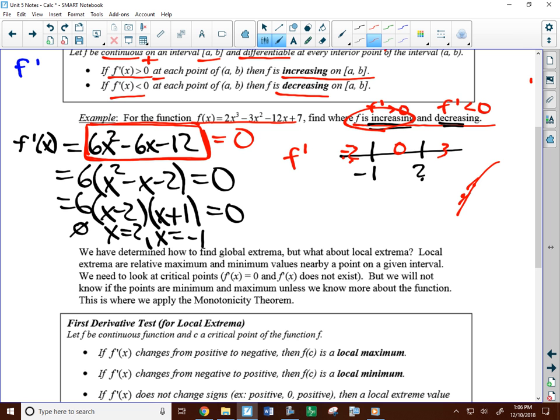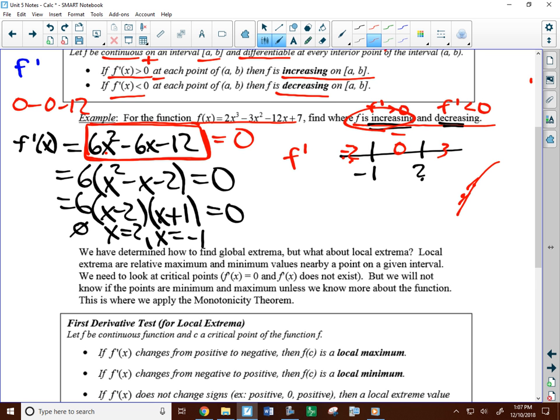Let's do it. So I'm going to start with 0. Usually that's the easiest one. I plug in 0 here. It'll be 0 squared times 6, that's 0. Minus 0 times 6 is 0. Minus 12. That'll be negative 12. I don't actually need the exact number. I just need to know if it's negative or positive.